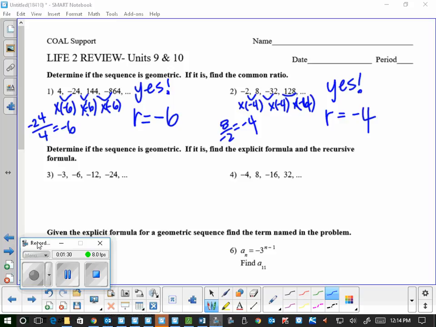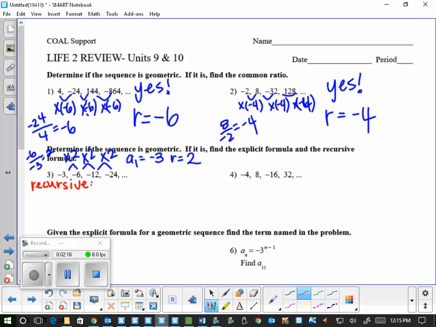Determine if the sequence is geometric, then write the explicit and the recursive formula. So let's look at this. Are we multiplying by the same thing each time? Well, negative 6 divided by negative 3 is 2. So negative 3 times 2 is negative 6. Negative 6 times 2 is negative 12, and negative 12 times 2 is negative 24. So this is geometric. We need two things to write both of these formulas. I need my first term, which is negative 3, and my common ratio, which we just found to be 2.